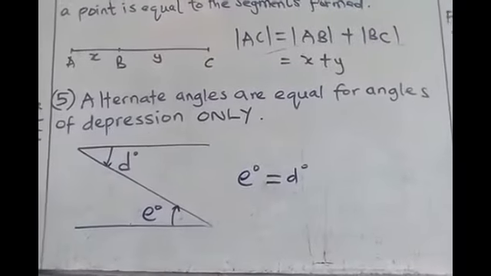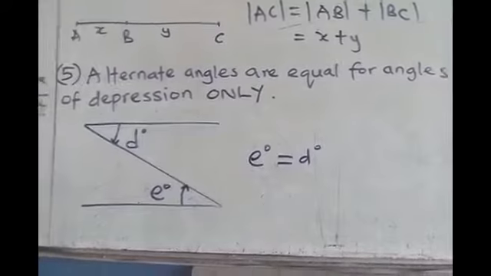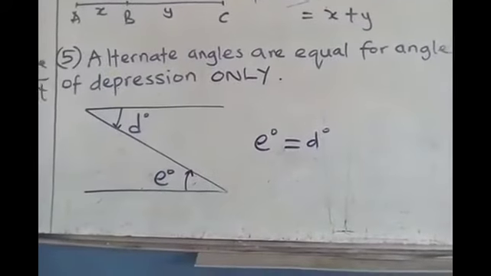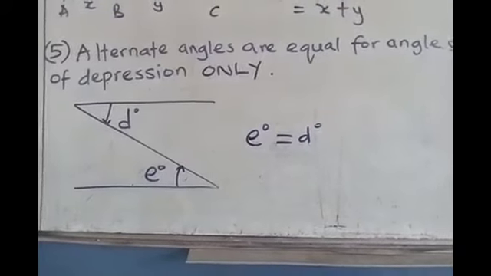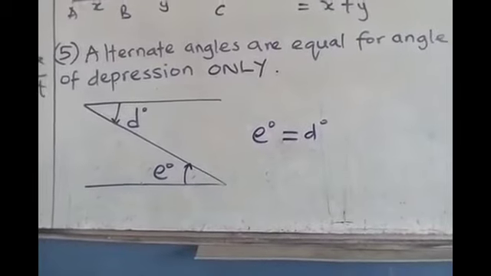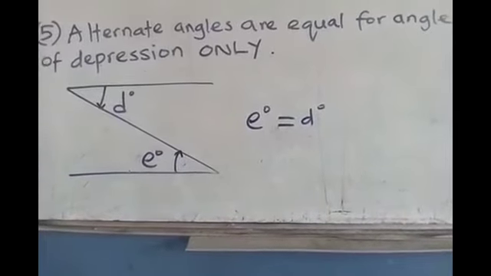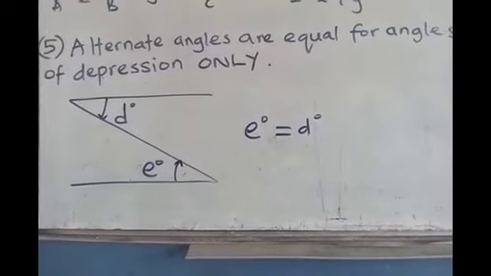I repeat, alternate angles are equal for angles of depression only. So from that diagram, we have our alternate angle for both E and D. That diagram represents the combination of angle of elevation and angle of depression. So from here, we have our E equals our D.